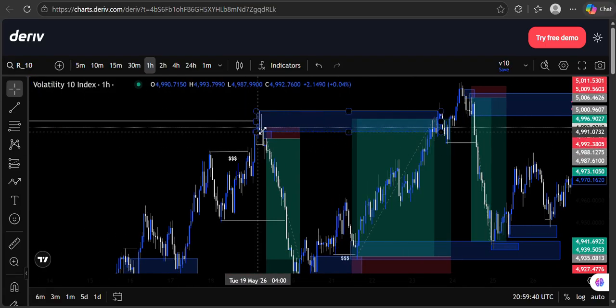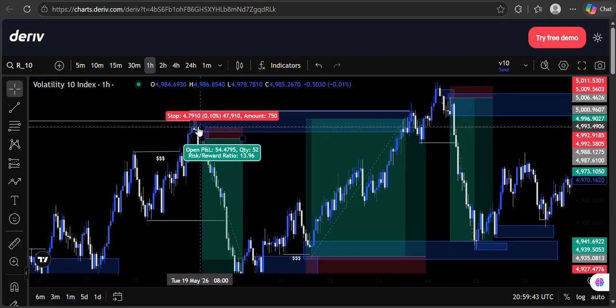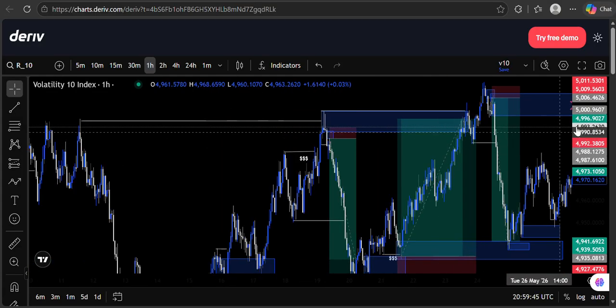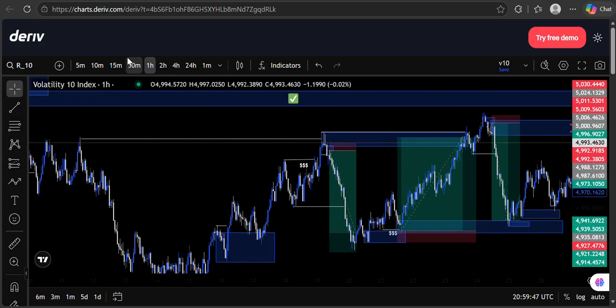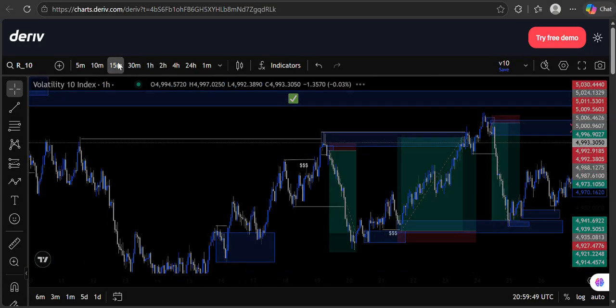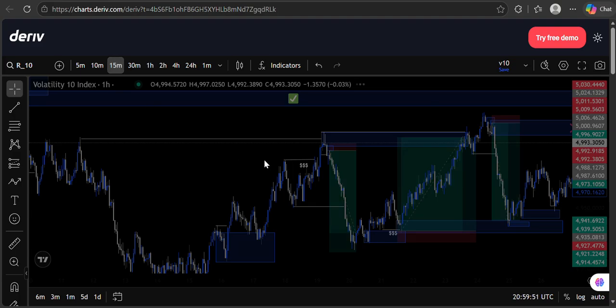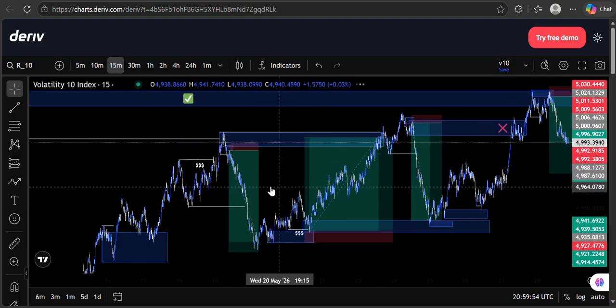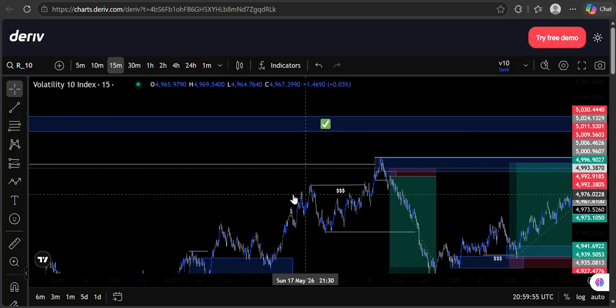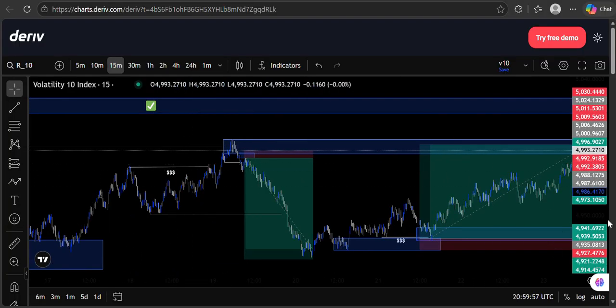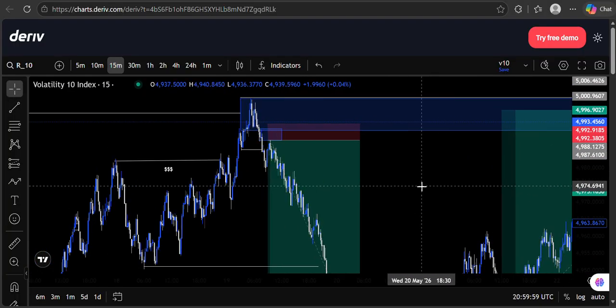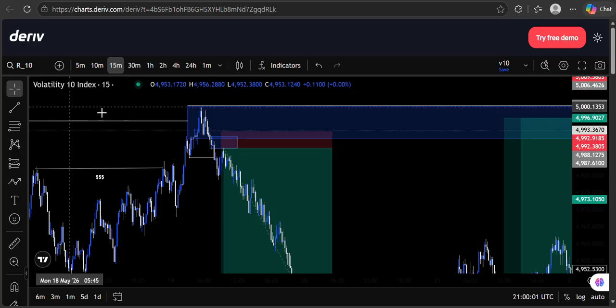So the moment we saw this liquidity sweep, price went down. So the next thing we did, we went to a lower time frame to look for an entry. We actually got this in the 15-minute time frame. So coming down to our 15-minute time frame, this is what we saw, the sweep we got here.